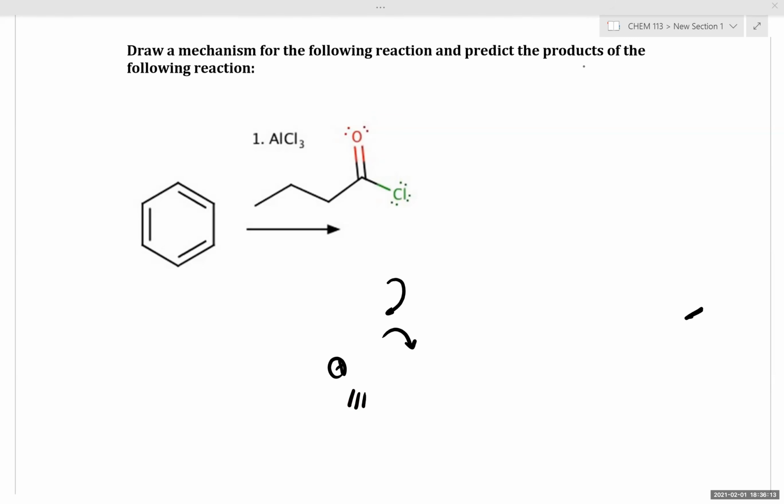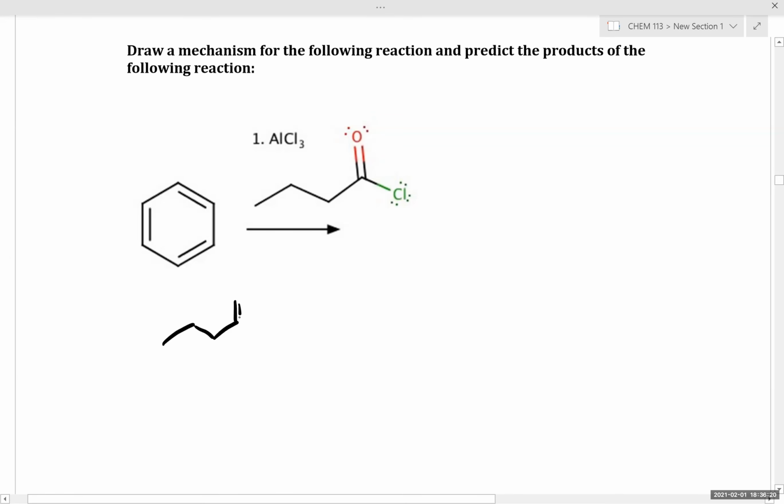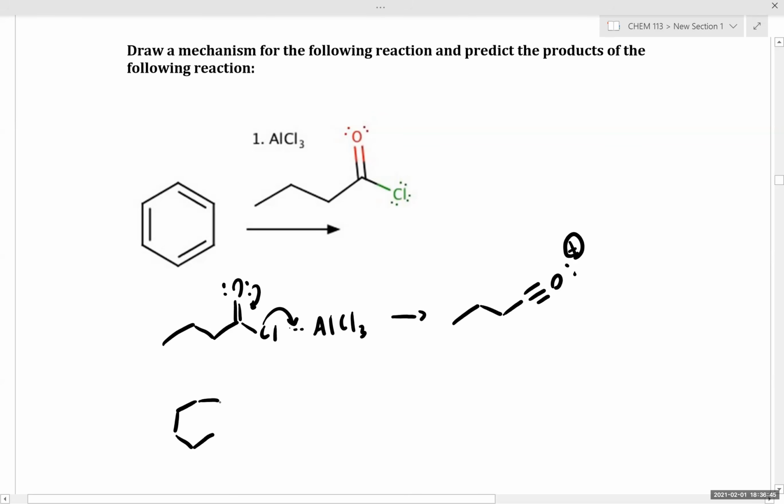So in the first step, we generate our acylium ion. So our aluminum trichloride coordinates, we eliminate chloride. We generate our acylium ion. The acylium ion then reacts with our aromatic ring.